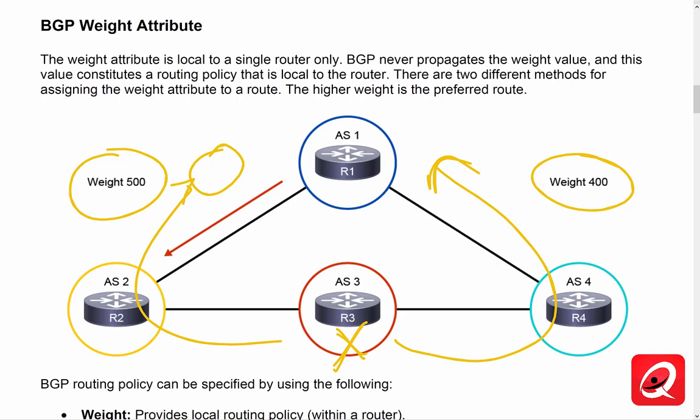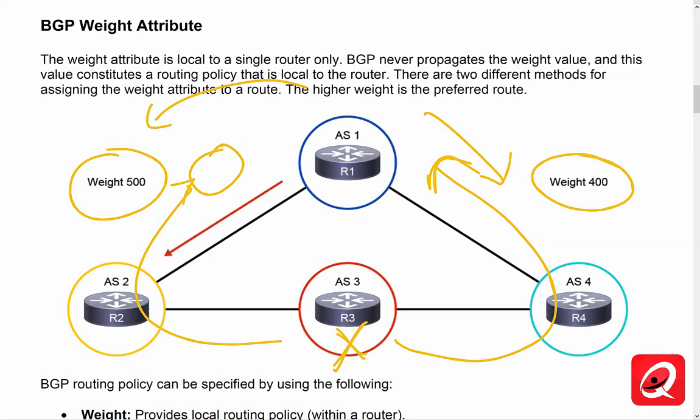The bottom line, though, is that the route with the higher weight value has a preference when we have multiple routes to the same destination. So in this case, we're going to choose to go to AS2 as opposed to going to AS4. All right? Really, really simple concept. Now, I can apply these weights a couple of different ways. I can apply it directly to a neighbor relationship.